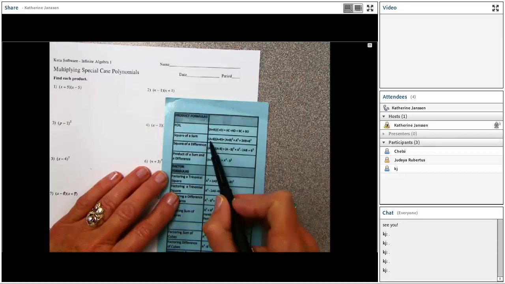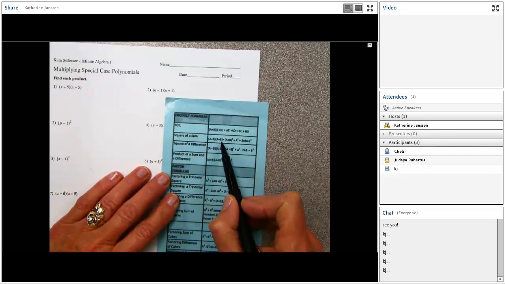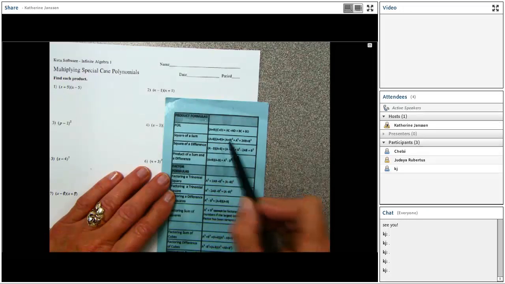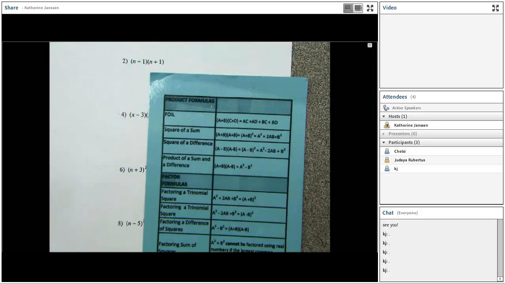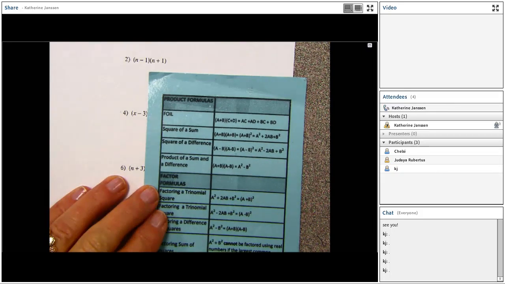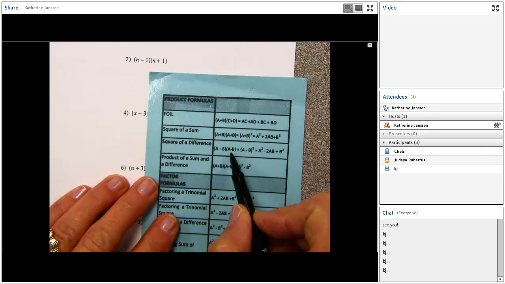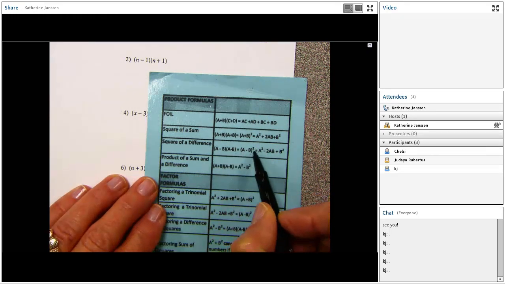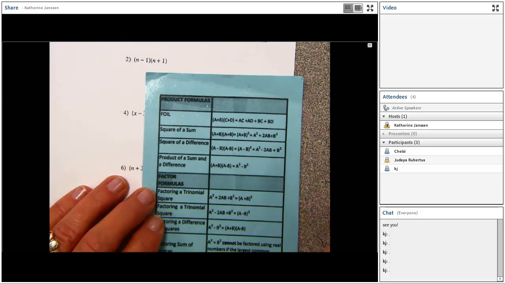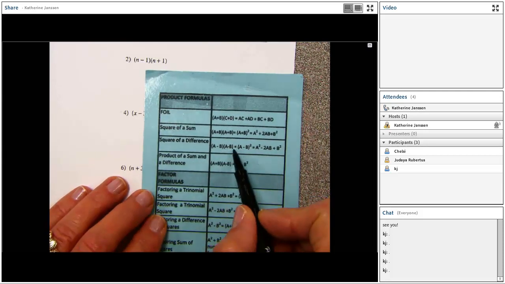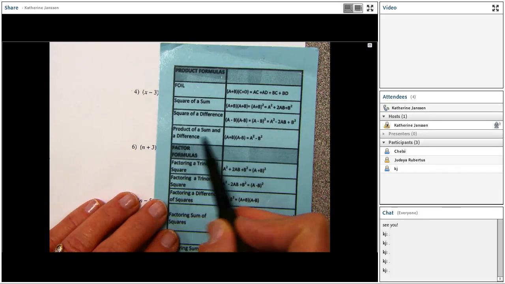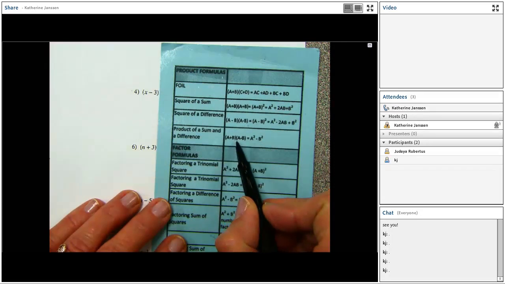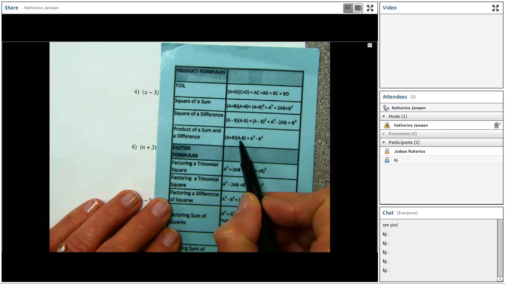Looking at the square of a sum, the first two terms have to be the same and the last two terms have to be the same, and we're squaring the binomial a plus b. The square of a difference, we have a minus b, the quantity times a minus b, or a minus b, the quantity squared, where the first two terms are the same and the last two terms are the same. And we have the product of a sum and a difference, where we have a sum times a difference, but the first two terms are the same and the last two terms are the same.